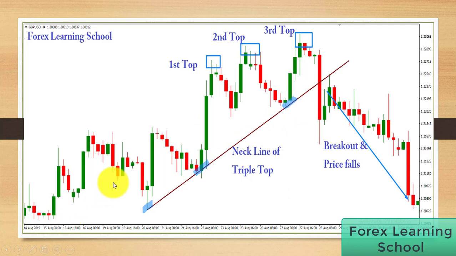The triple top pattern is similar in appearance to the head and shoulders pattern, in that it is represented by a series of 3 highs and lows, except that with the triple top all 3 highs will be at an approximate level. How to trade a triple top.